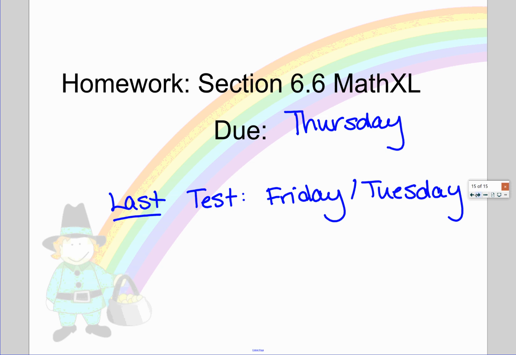And then first part of the test is Friday. That's mostly going to be our law of sines, law of cosines stuff. We'll review again Monday, and then second part of the test, which will mostly be this equation stuff, will be Tuesday next week.